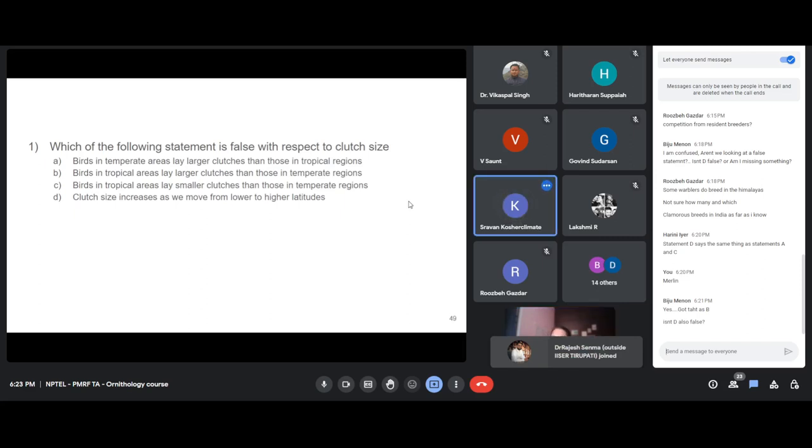Okay. Isn't D also false? D is not false, right? It's true because the clutch sizes get larger as we move towards the temperates from the tropics. Yeah. Okay, so I hope that is okay. I'll just go to the next one.